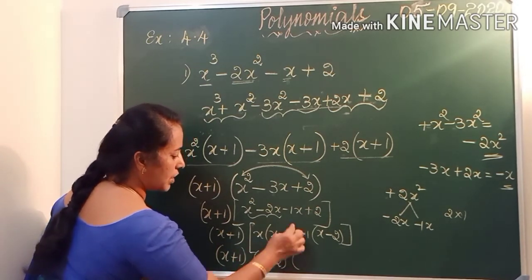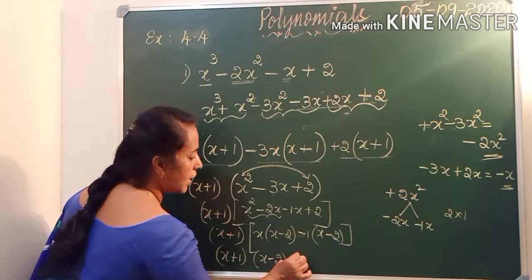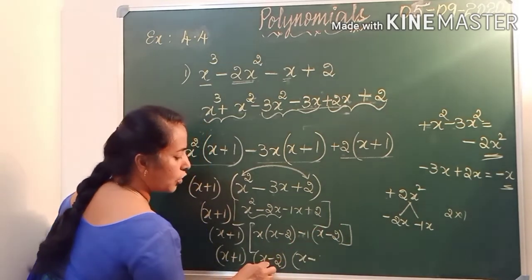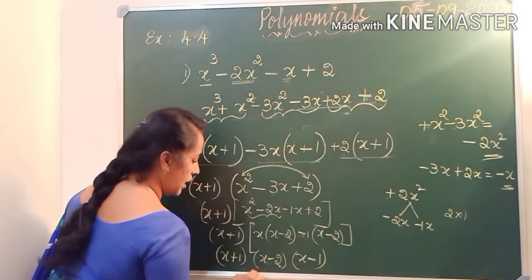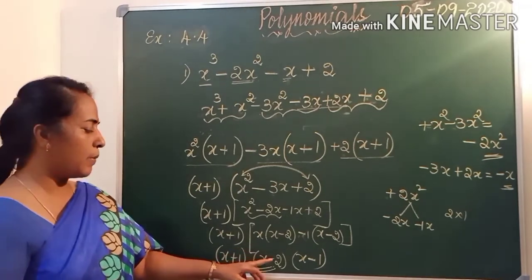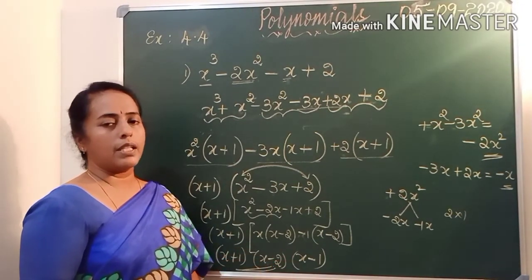If you divide the first term by the common factor, these two will be cancelled, x. If you divide this second term by the common factor, you will get minus 1. So we got three factors, x plus 1 into x minus 2 into x minus 1.